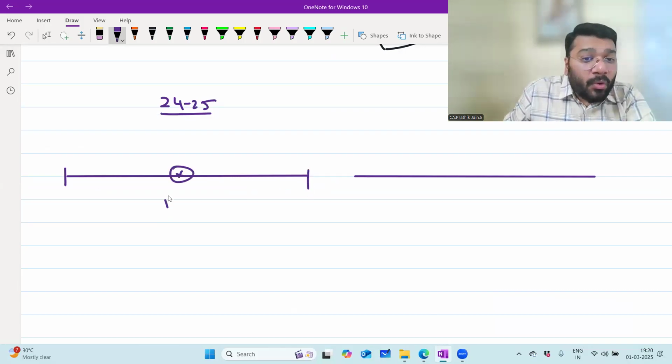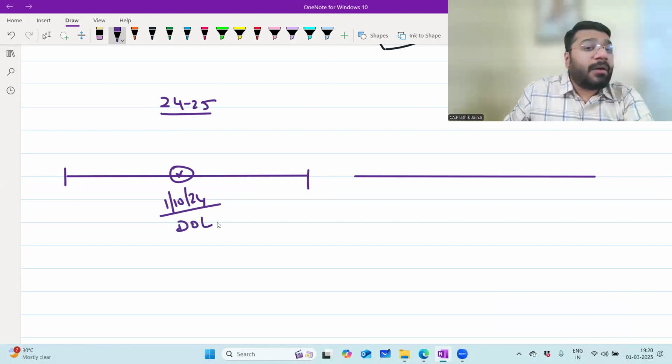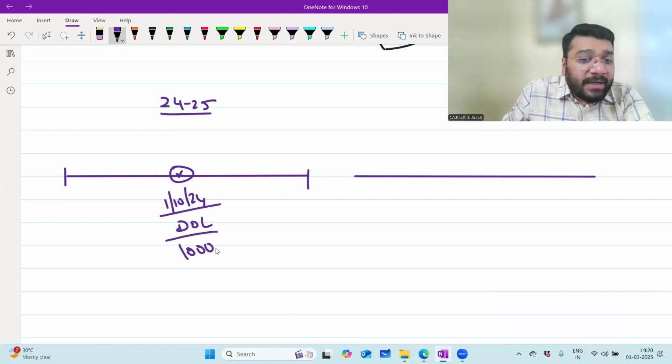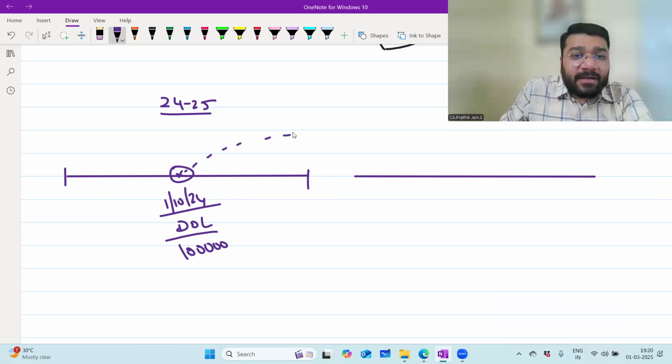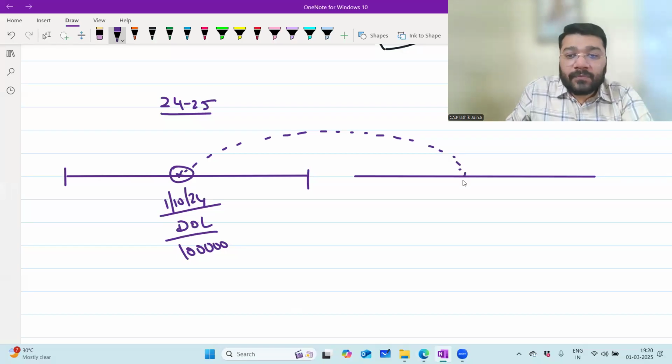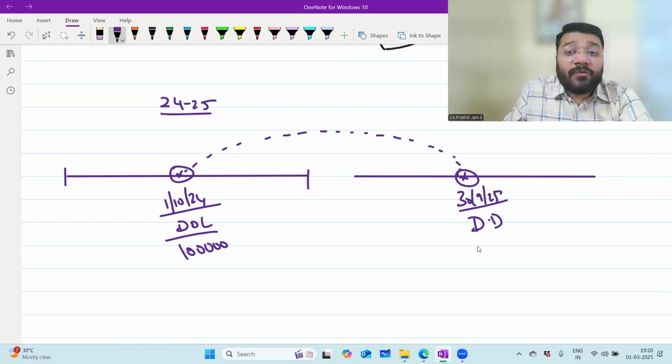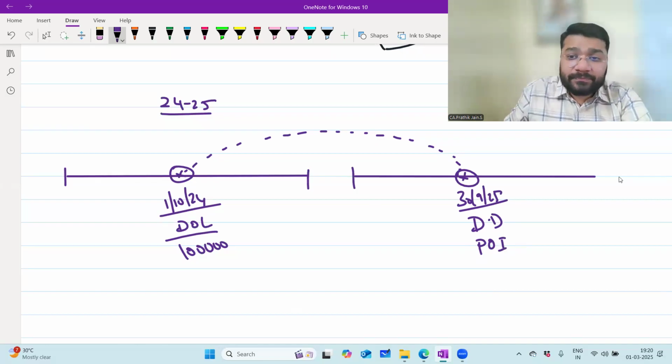Here can I say 1/10/24 date of loan. How much loan have we taken for? 1 lakh rupees. Interest rate 12% per annum. The question says that this interest will be paid after 1 year. So 1 year will end when? 30 September 25, the year ends. This is the due date for payment of interest. Do you agree with me, all of you?